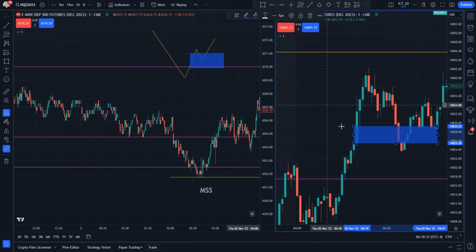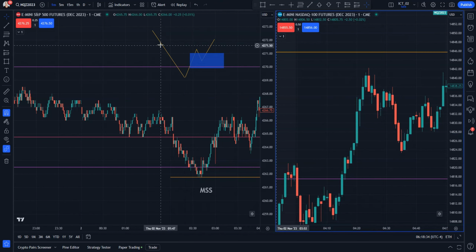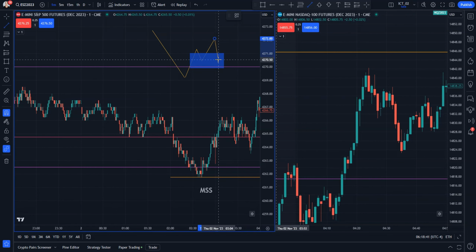So you're going to move into a 5 minute. But yes, that's the idea. So first of all that, and we're looking for this market to pull back into this fair value gap to take a long position.